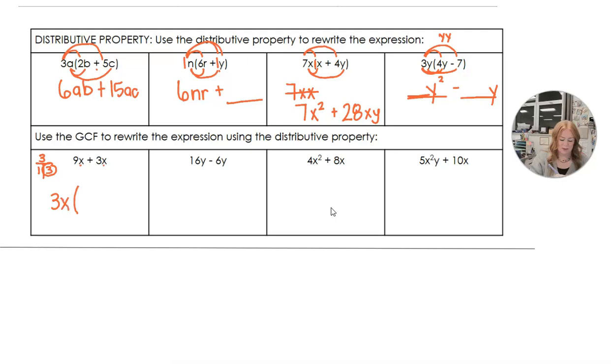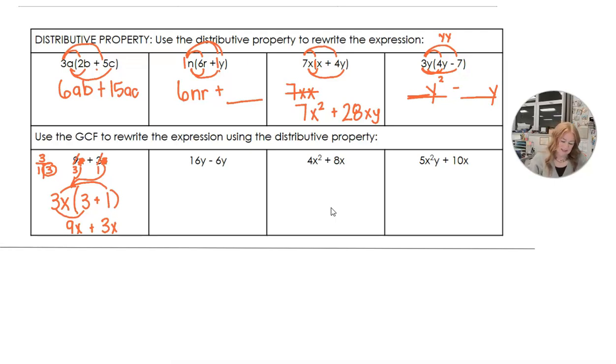And now we are going to put our parentheses here. So we need to divide by 3. 9 divided by 3 is 3. 3 divided by 3 is 1. And because I pulled this x down here, we do not have that anymore. That's gone. It's down here because we pulled it out in common, 3x. So we're left with 3 plus 1. And when I check my work, 3 times 3 is 9x plus 3 times 1 is 3x.